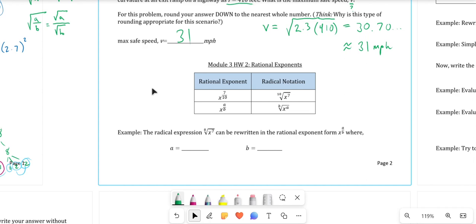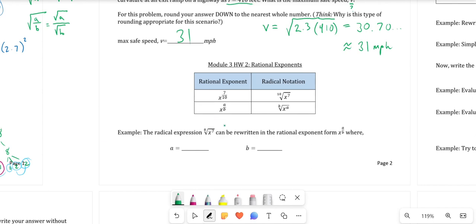Okay, and so now this one's just talking about how you encode one notation versus the other notation. If I want to write this in exponent form, it's x to the 7, that's the power, over 8, that's the index of the radical. So your a in this case is 7, and the b, the denominator here, is going to be 8.